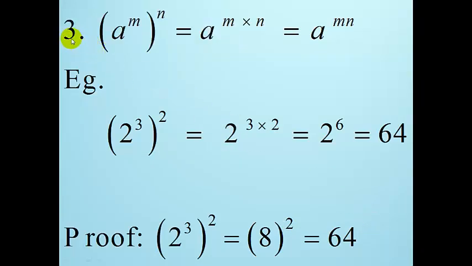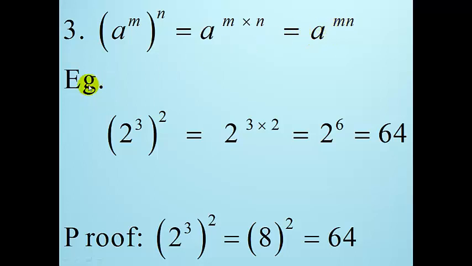Now, law number 3. A raised to the power m, in brackets, exponent n, is equal to a raised to the power m times n. That is according to the third law of indices. If you have a number raised to an exponent in brackets, and raised to another exponent, the exponent in the bracket multiplies the exponent outside the bracket. And so a raised to the power m, all raised to exponent n, is equal to a raised to the power m times n. And when you multiply m by n, the result is mn. And therefore this is equal to a raised to the power mn.